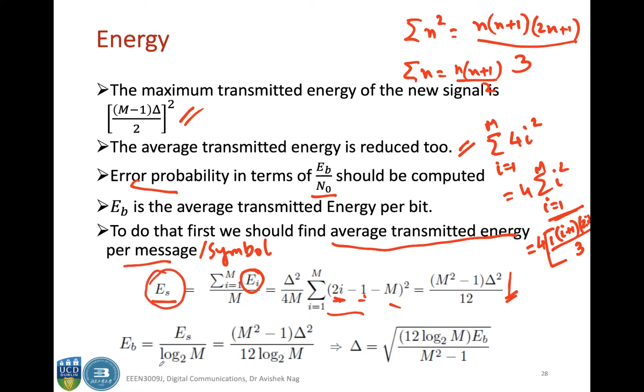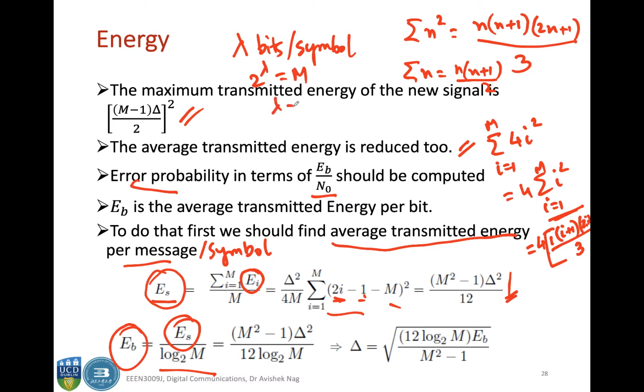So this is your ES, which is the symbol energy, average symbol energy. So average bit energy is simply average symbol energy divided by the total number of bits in each symbol, and that is given by log 2m. So basically, if you have lambda number of bits per symbol, then your m is 2 to the power lambda. So therefore your lambda is log 2m. So EB is basically ES divided by lambda, which is ES divided by log 2m. Okay, so this turns out to be this expression. So from here you can write delta in terms of EB. Okay, so delta is written in terms of m and EB.